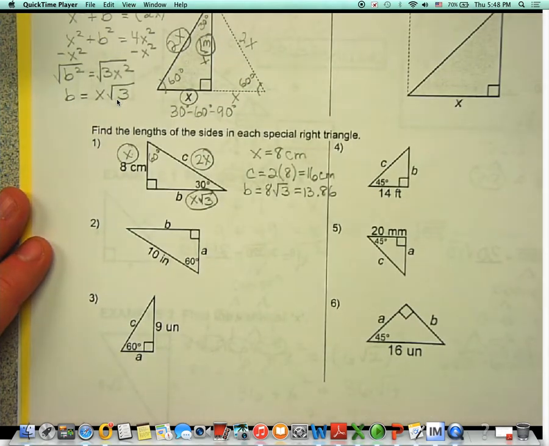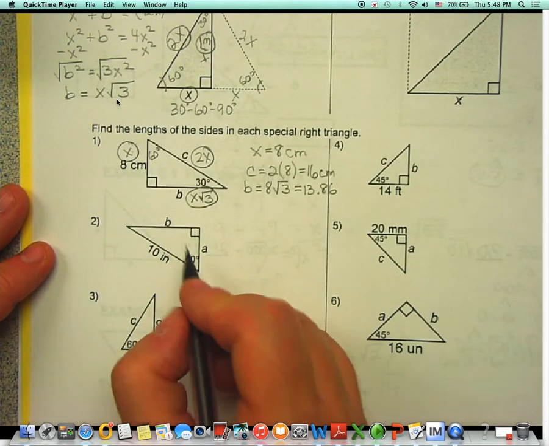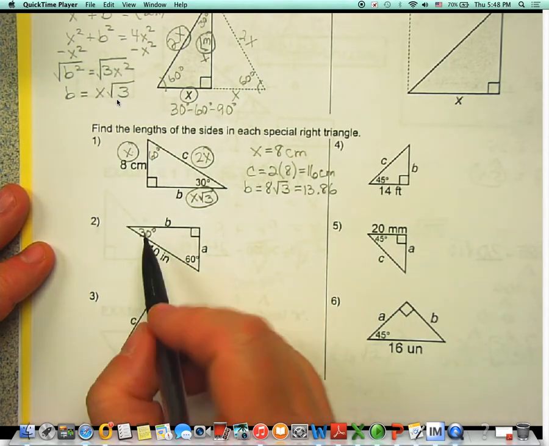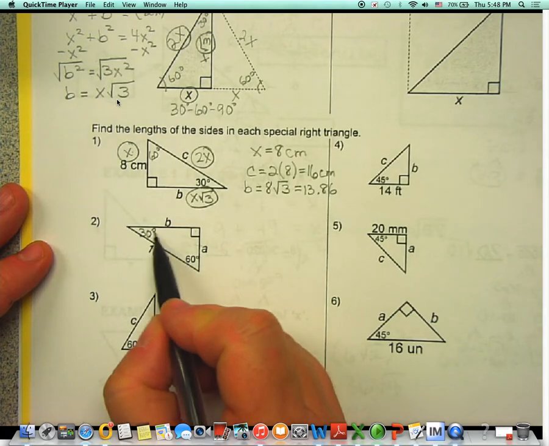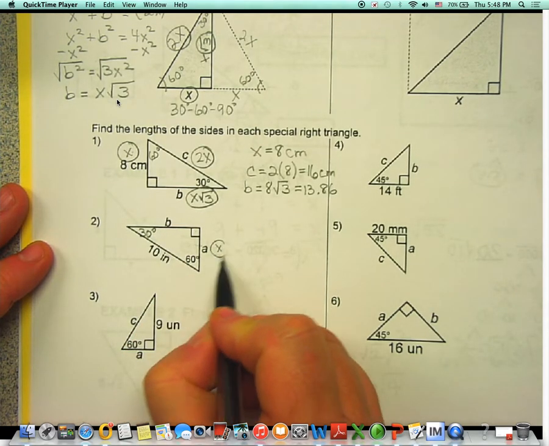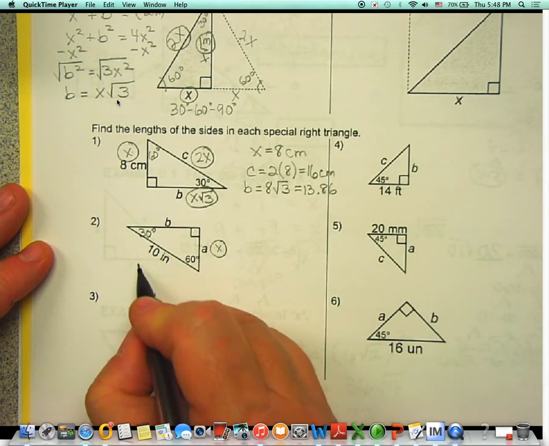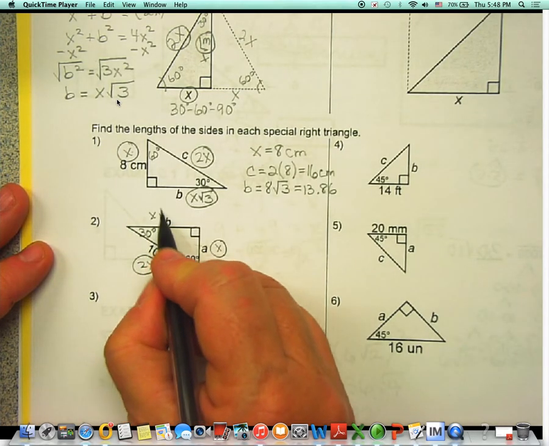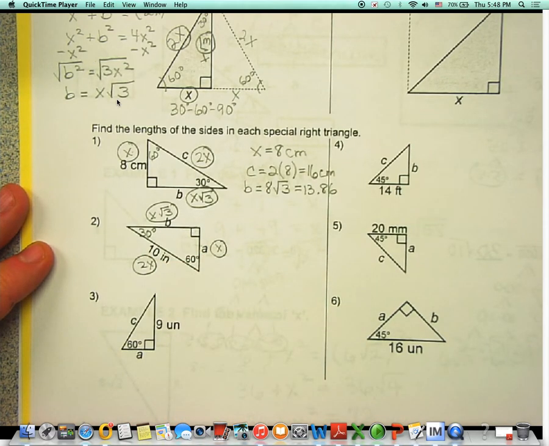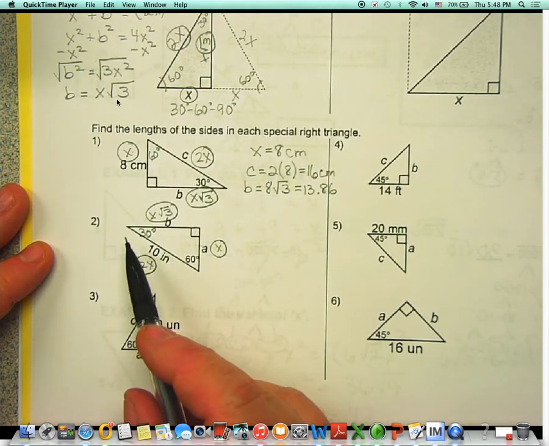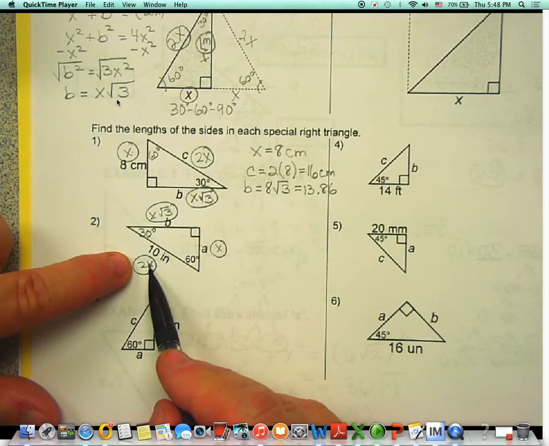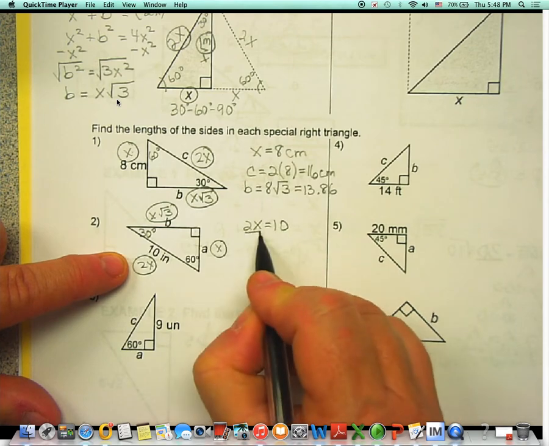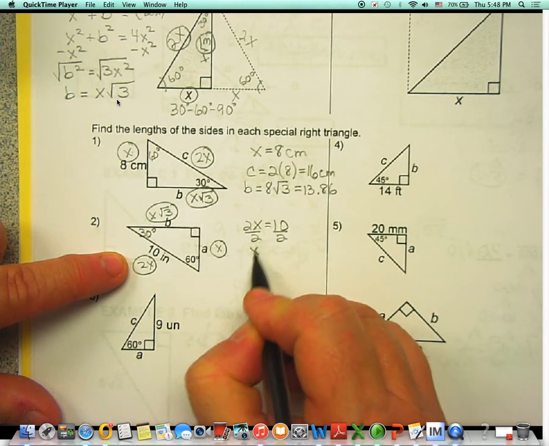Then we do the same thing for number 2. It's 30, 60, 90. Again, if that's 60 and that's 90, this has to be 30. So the short side is across from the 30, so this is x. The hypotenuse is 2x, and the longer leg is x square root of 3. The side that we know is the hypotenuse, so we can set 2x equal to 10. So 2x equals 10, then divide by 2, so x equals 5.